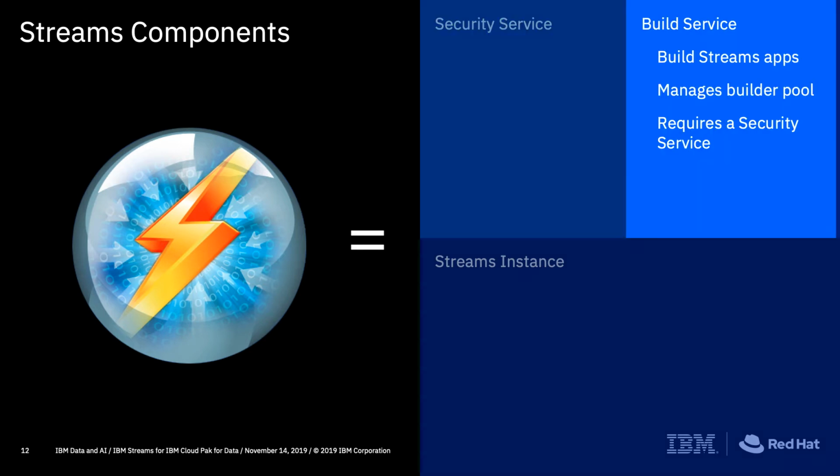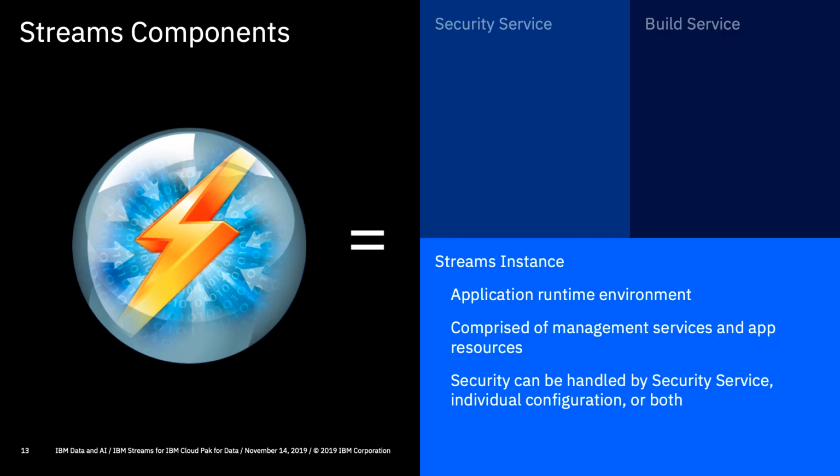The build service is a new component that provides a service for compiling and building Streams applications. The Streams build service is composed of a build service container, which uses the Kubernetes REST API to allocate and manage a pool of builder containers that will perform the actual compilations. For security reasons, the builder resources only live for the life of a single build and are disposed of and replaced as necessary. For those looking to create a build service, a security service is required.